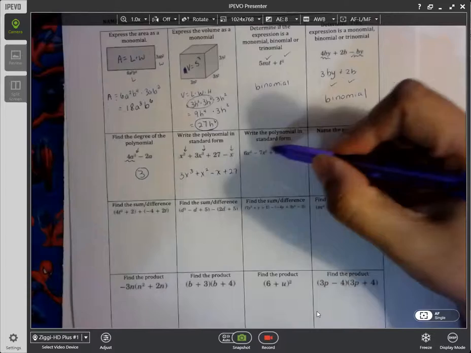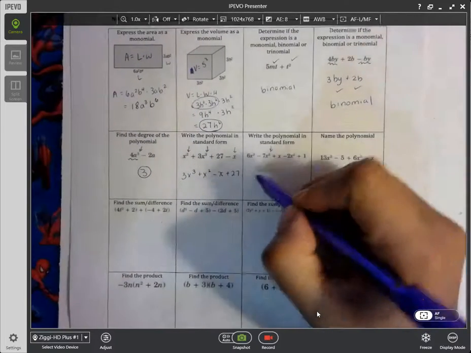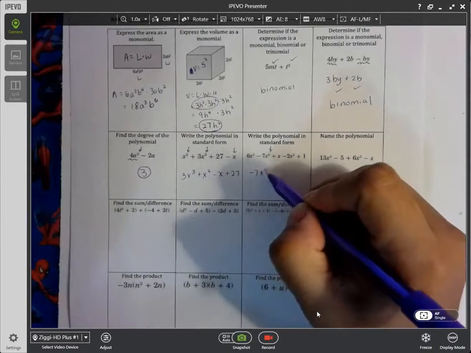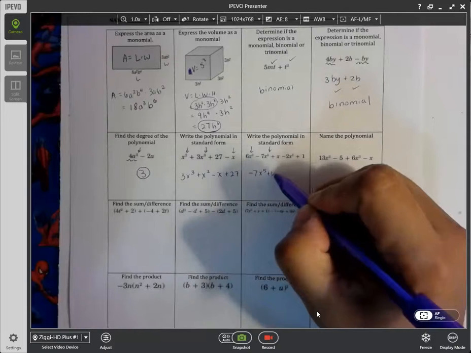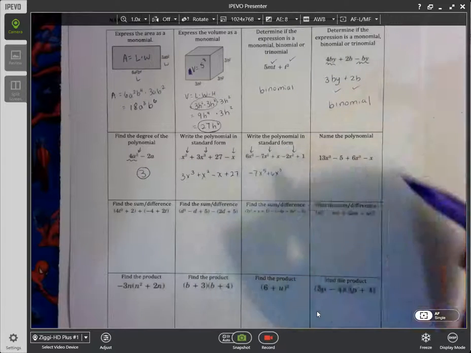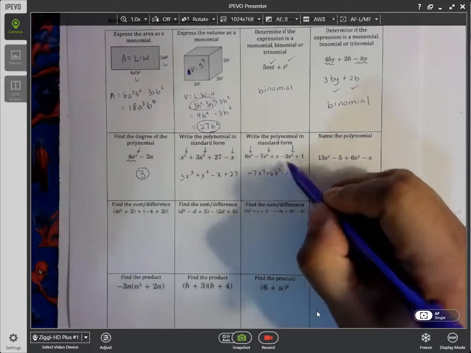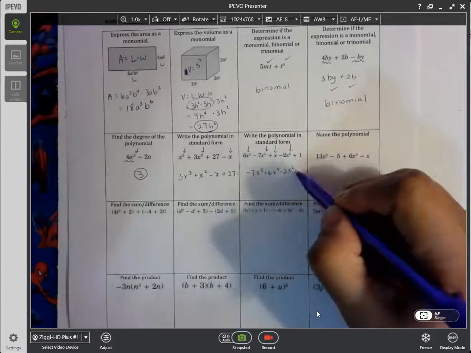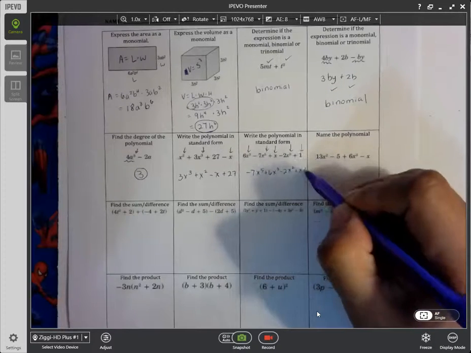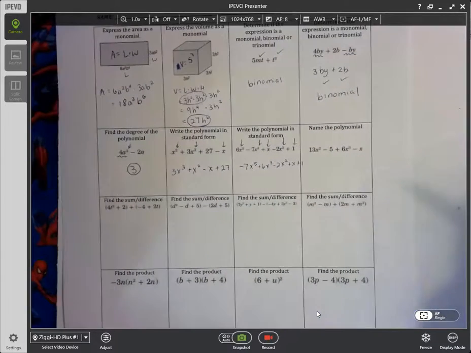Same thing here, you're going to go looking for the highest exponent. So this term goes first, this term, then this term because of the exponent, plus x, plus 1. Constant is always last.